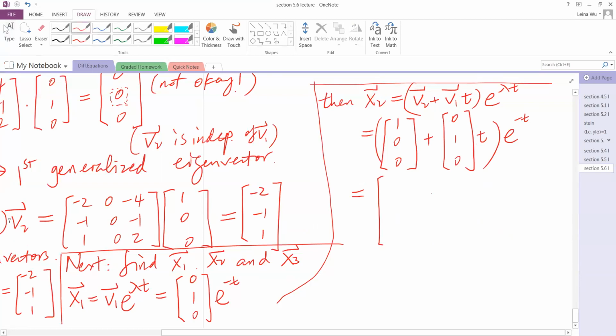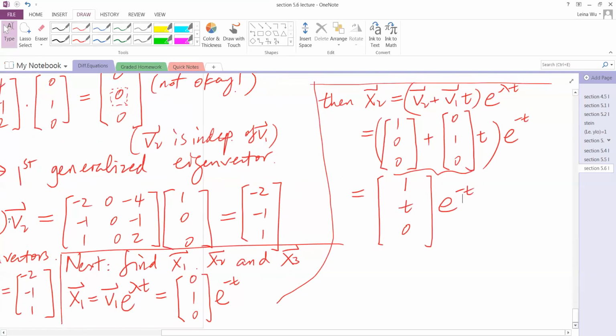So let's see, we can just add the open parentheses here. I can add these two vectors together, and what I would have would be a column vector still, right? First entry will be 1 plus 0, so 1. Second entry will be 0 plus t, which is t. Third entry will be 0 plus 0, so 0, e raised to negative t. So that's your x2. Good so far? Yes. Okay, now let's go x of 3.